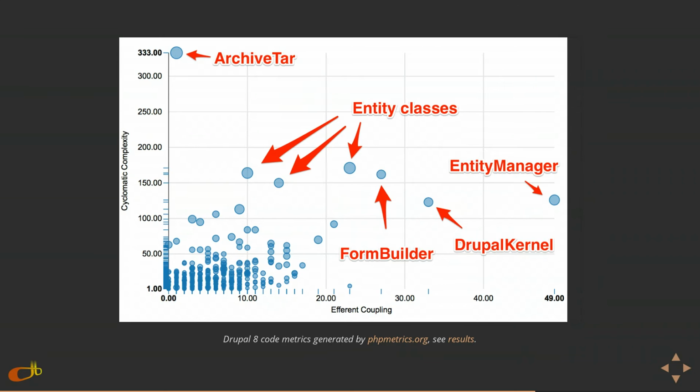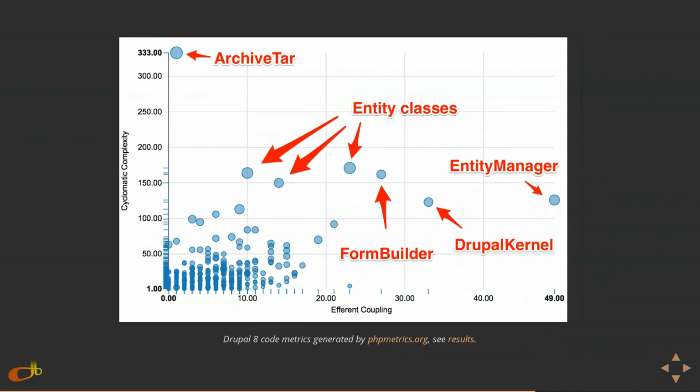The x-axis on the bottom is efferent coupling. Efferent coupling is, I'm a class and I know about 10 other classes, or I am using or calling methods on 15 other classes, etc. The vertical axis, the y-axis, is cyclomatic complexity. Remember, this is, go through the method, count how many control statements there are.